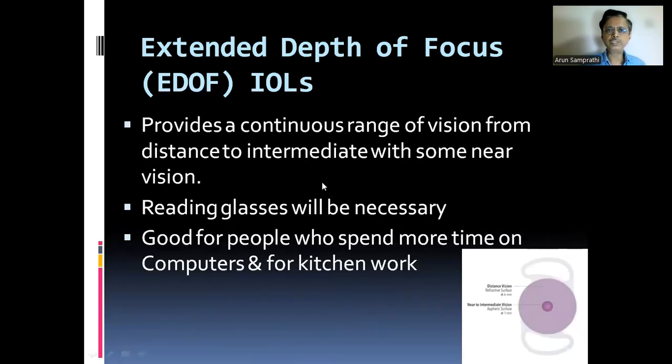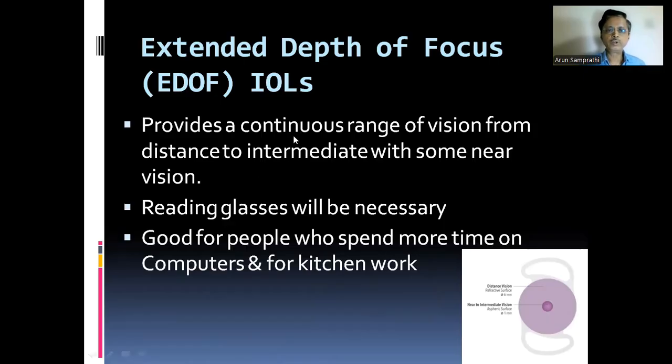In a compromise between the two, there is a newer generation of lenses called the EDOF lens, or the extended depth of focus lenses. This provides a continuous range of vision from distance to intermediate, and with some amount of near vision. So if you hold the mobile or the book a little away from you, you will still be able to read without glasses. But for seeing something very close by, if you keep the mobile or the documents very close to you, you still need reading glasses for these lenses.